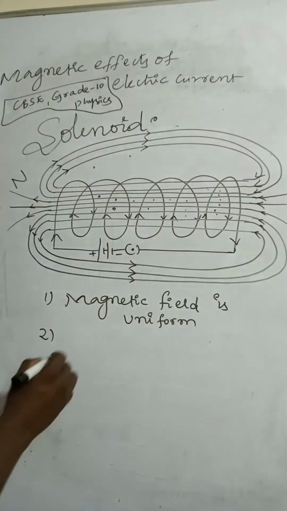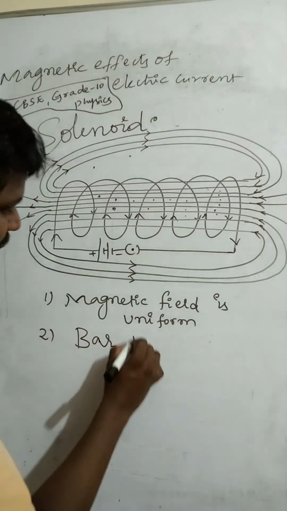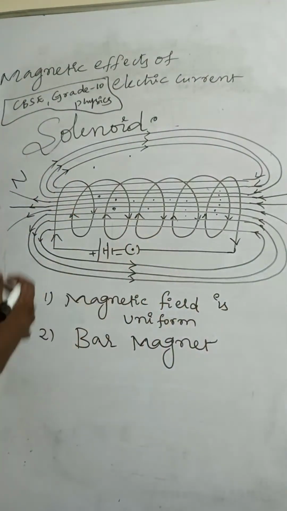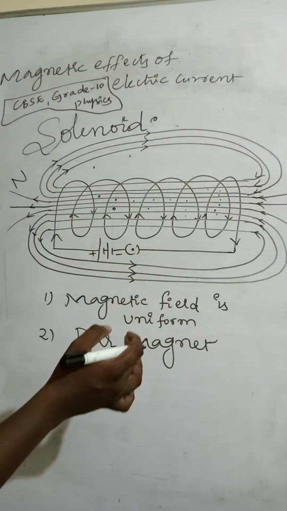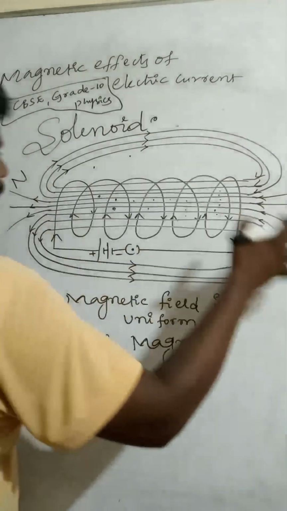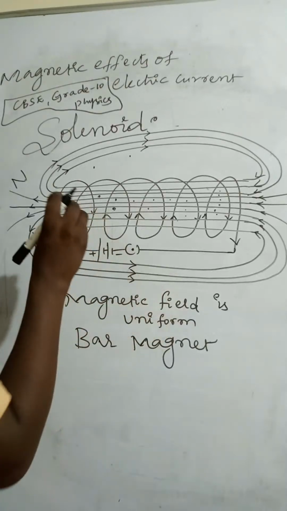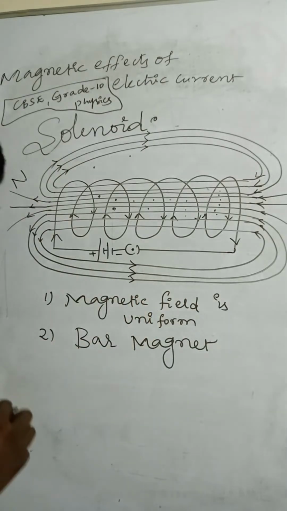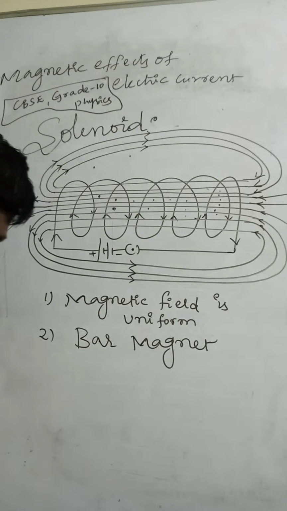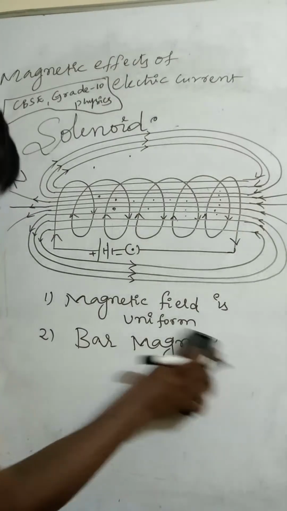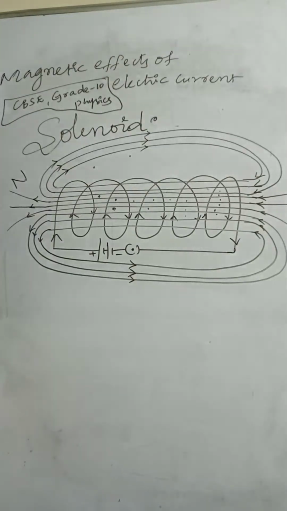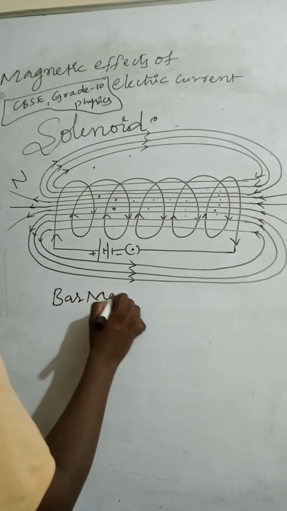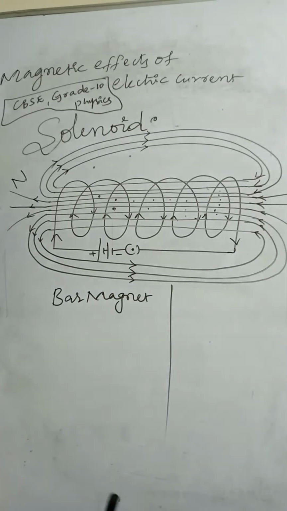The solenoid acts as a bar magnet. Here a north pole is there, a south pole is there, and a magnetic field will be created. Even if you suspend it freely, it shows the north and south direction. But the difference between a bar magnet and a solenoid is here, so I will explain the differences. Here I am considering the bar magnet, and here I am considering the solenoid.